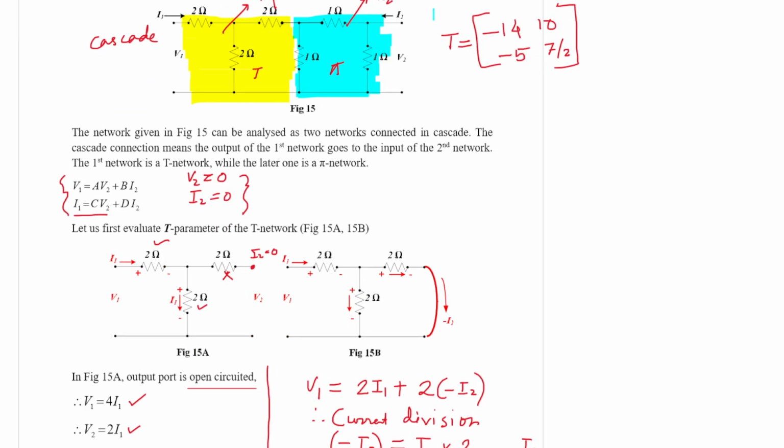So with this, let me conclude this module here. From the starting, we started with different parameters with their definitions. Thereafter, we have seen the different interrelationships between any two parameters. We have also understood the concept of reciprocal network and symmetrical network, and finally we have seen a few problems on two-port networks. With this, I am concluding this module here. From the next session, we start a new topic.